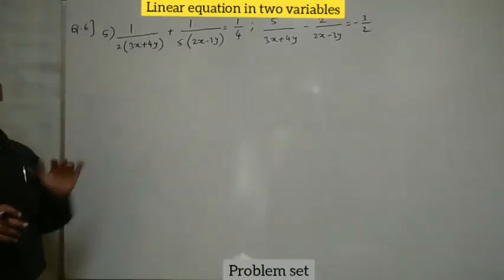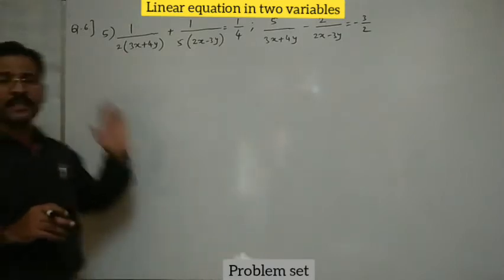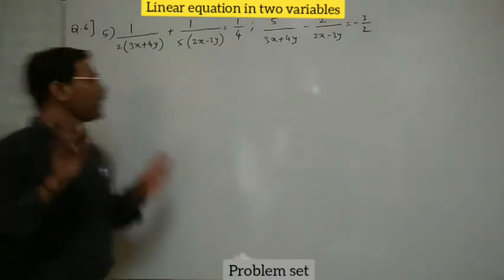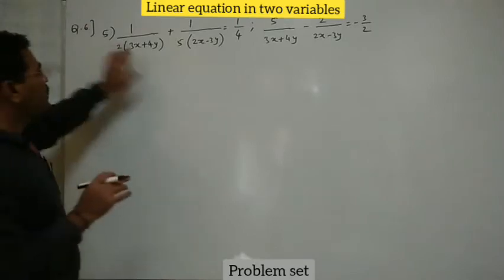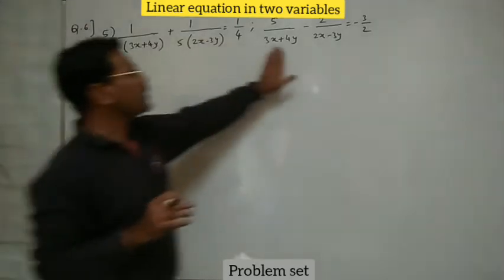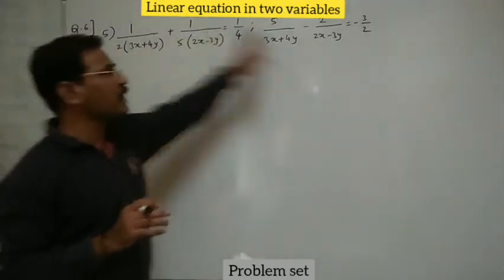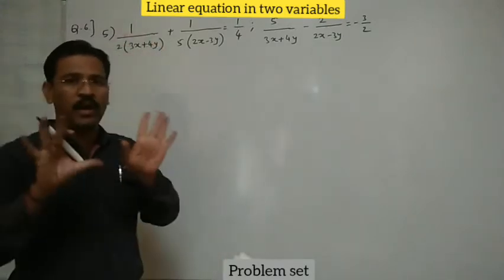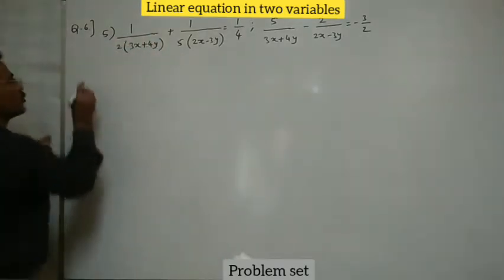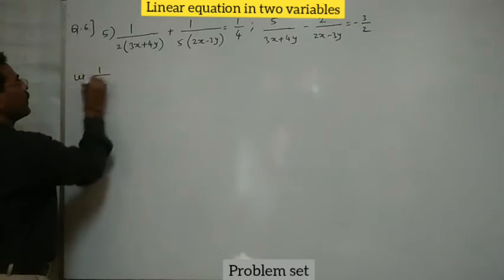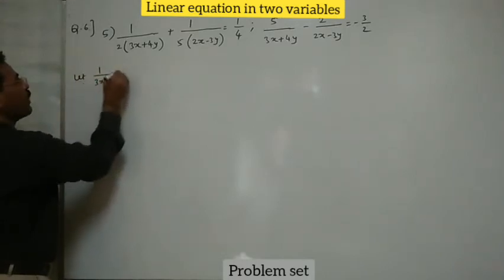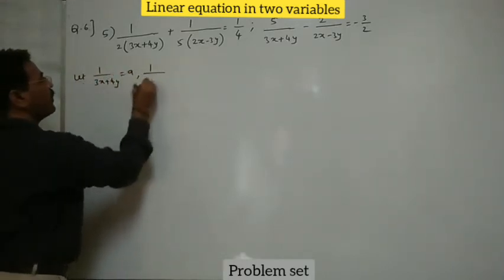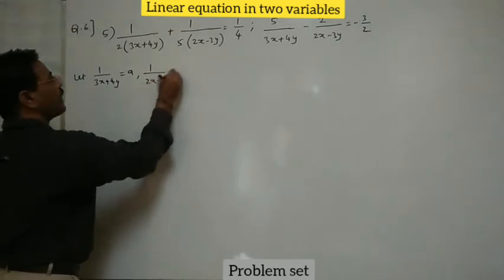Look at, we'll solve this one. This is the last sum of question number 6 here. Okay, look friends, what do you observe here? See here, 3x plus 4y here also, here also. That 2x minus 3y here also, here also. That means 1 upon, that is the supposition. So look here, let 1 upon 3x plus 4y be a and 1 upon 2x minus 3y be b.